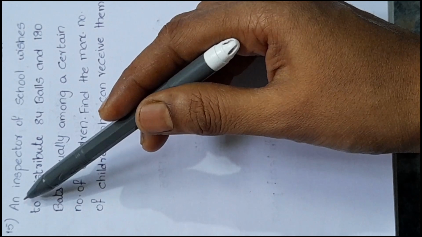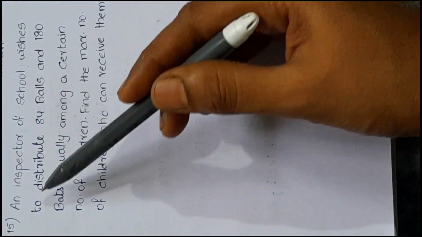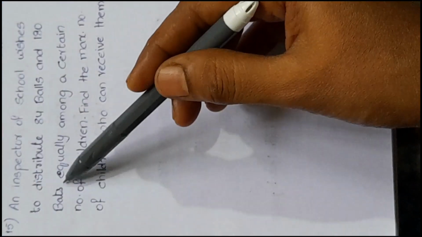15th question in LCM and HCF topic is: an inspector of school wishes to distribute 84 balls and 180 bats equally among a certain number of people. Find the maximum number of children who can receive them. Here, to find the maximum number of children, we should find the HCF of 84 and 180.